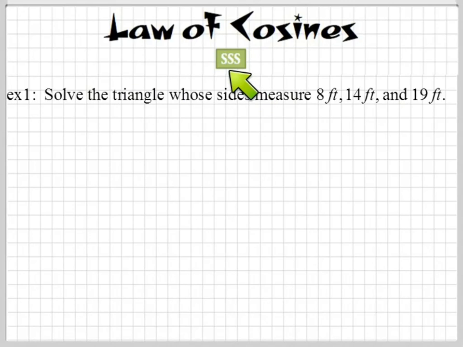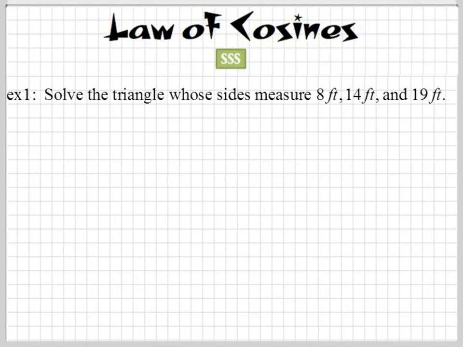So here they give us all sides. That's what this is for. So side, side, side. They give us all sides. They give us 8 feet, 14 feet, and 19 feet, and we have to solve the triangle. That means we have to find all the other angles and all the other sides, but there's no more sides because there's only 3 sides.